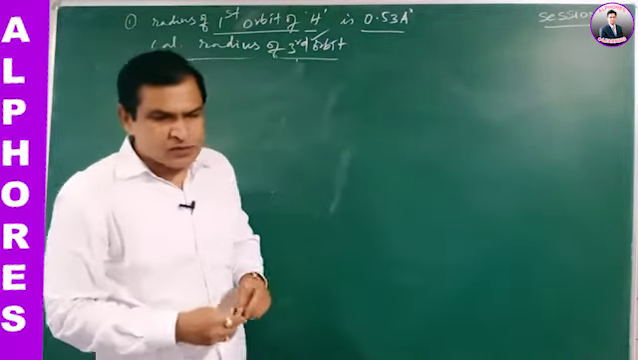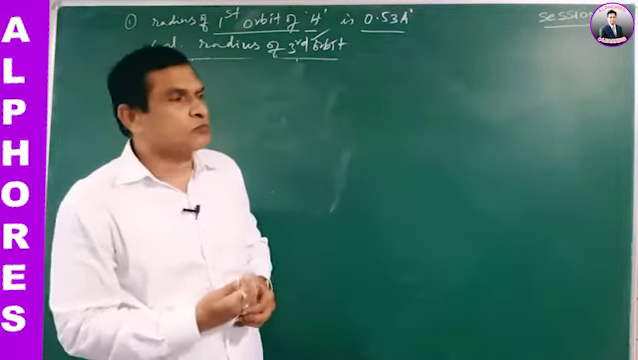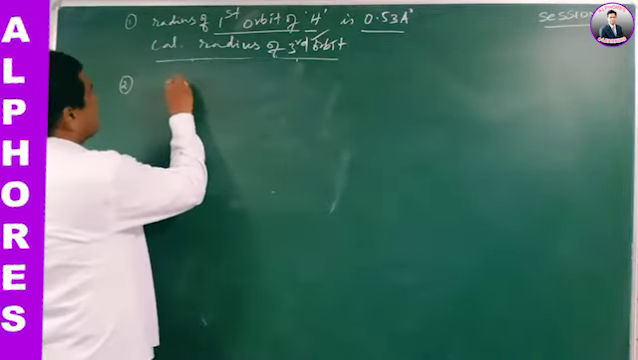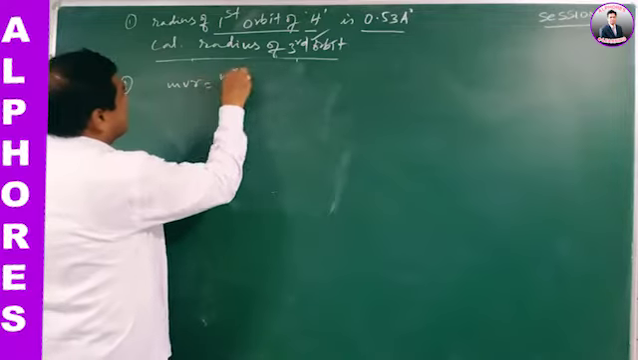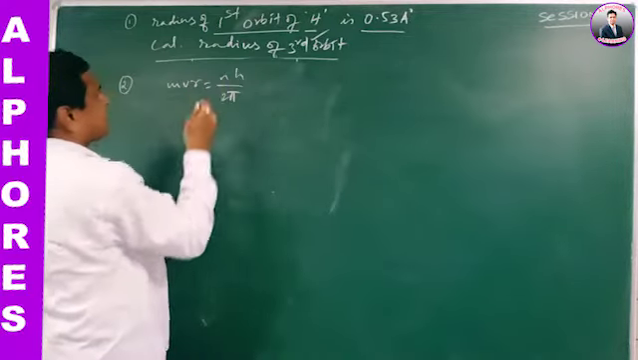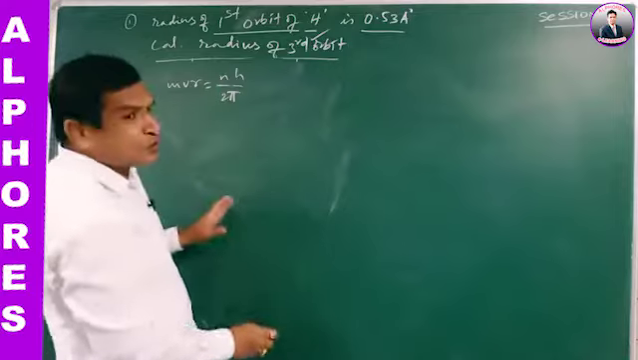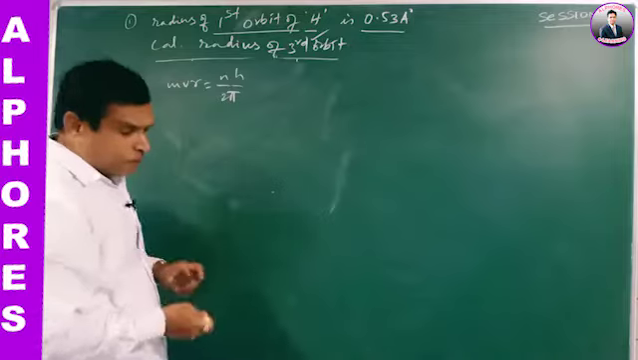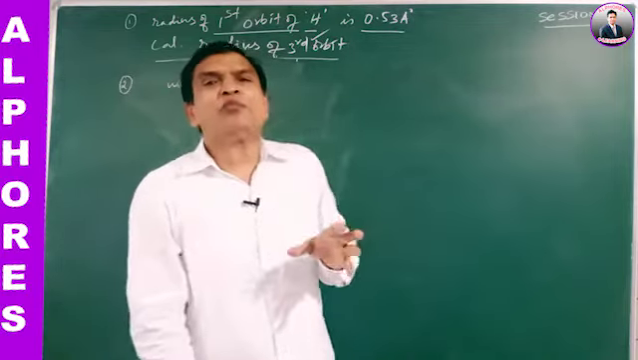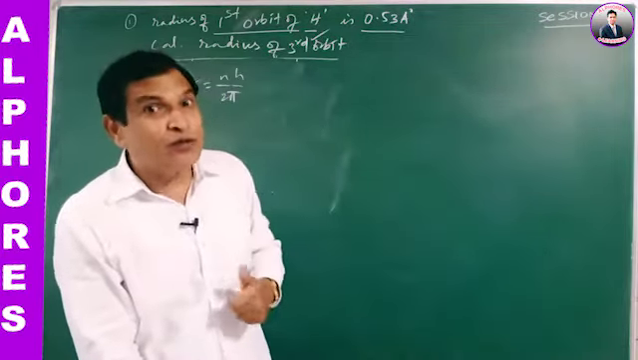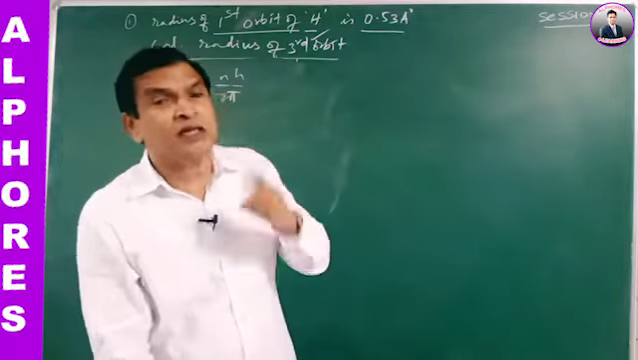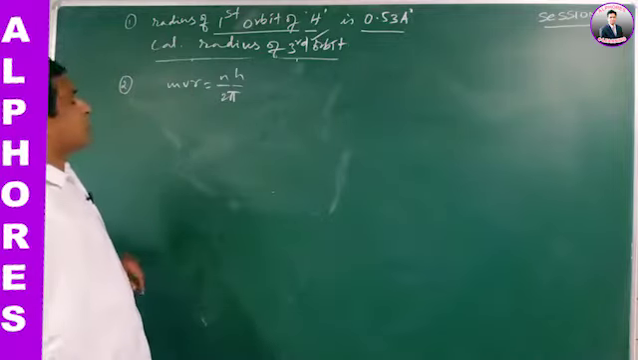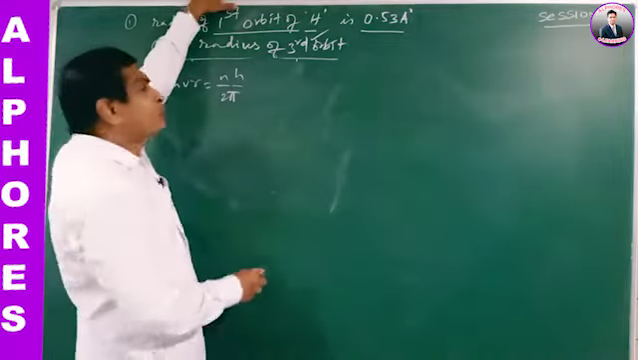The question is: the angular momentum of the electron, mvr, is equal to nh by 2 pi. Okay, this is the representation of the angular momentum of the electron in the circular orbit, that is Bohr's orbit. Now, what is the angular momentum of the electron in the fifth orbit of hydrogen atom? In the fifth orbit, that's all.